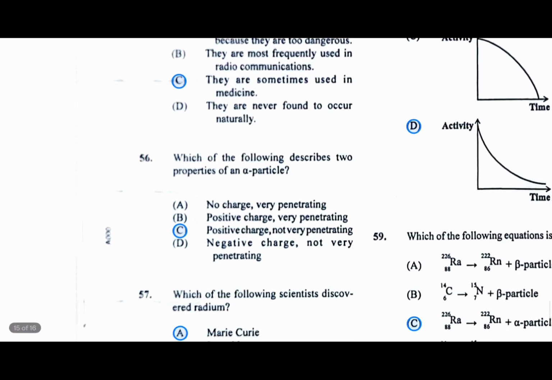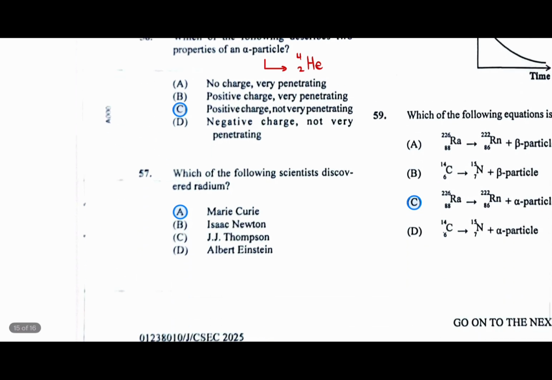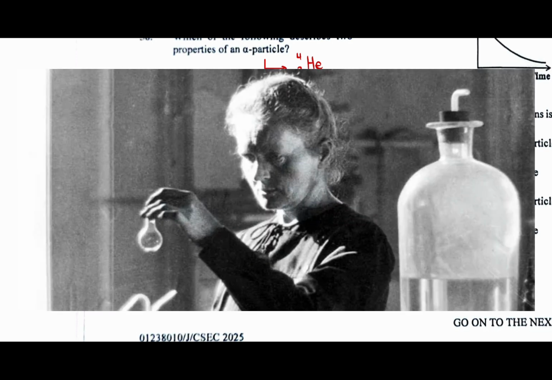56. Which of the following describes two properties of an alpha particle? So an alpha particle exists as a helium nucleus in nature. And a helium nucleus is 4/2 He, and they are positively charged but not very penetrating. As a matter of fact, they are the least penetrating. Right after alpha, you have beta, and then you have gamma. Gamma could pass through nearly anything. 57. Which of the following scientists discovered radium? Big up Marie Curie. She died doing what she loved. I respect that. That might be me.